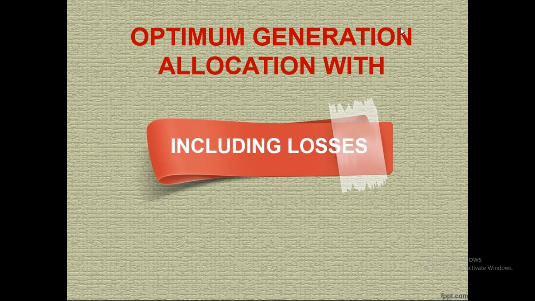So today's topic is optimum generation allocation including losses. The same thing we can say in another way: economic dispatch scheduling including losses. Both are the same, so don't confuse them. Economic scheduling is the same. Economic is nothing but less loss in the cost-oriented sense. That is called economic dispatch, right? So both are the same.